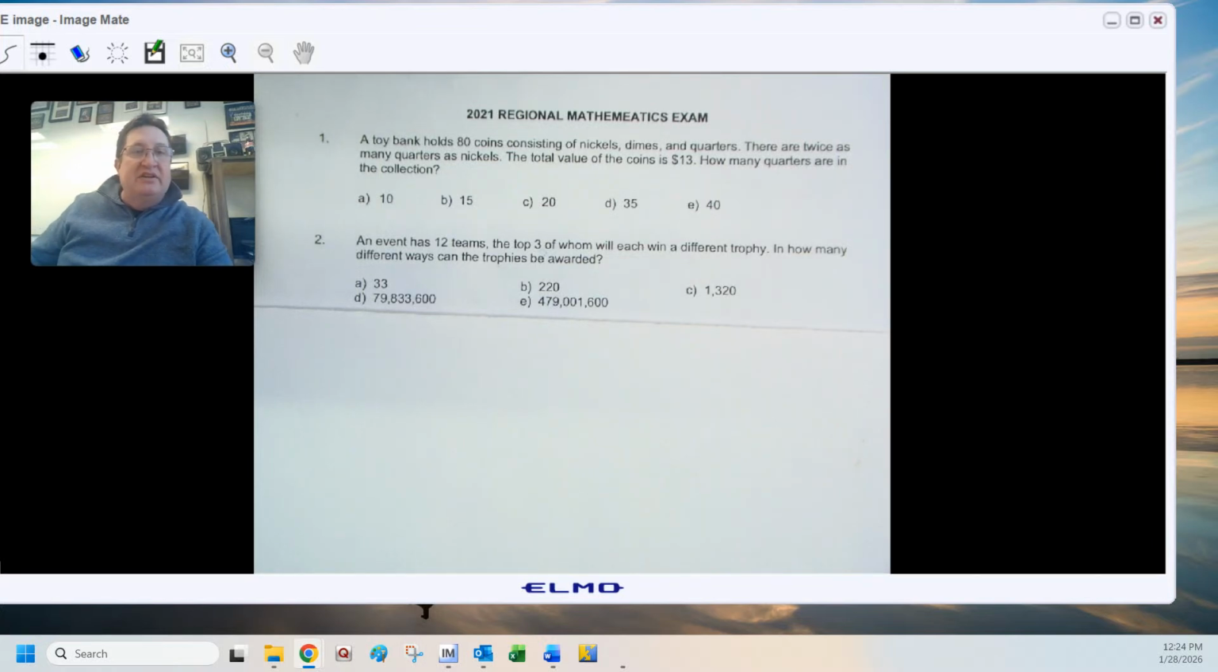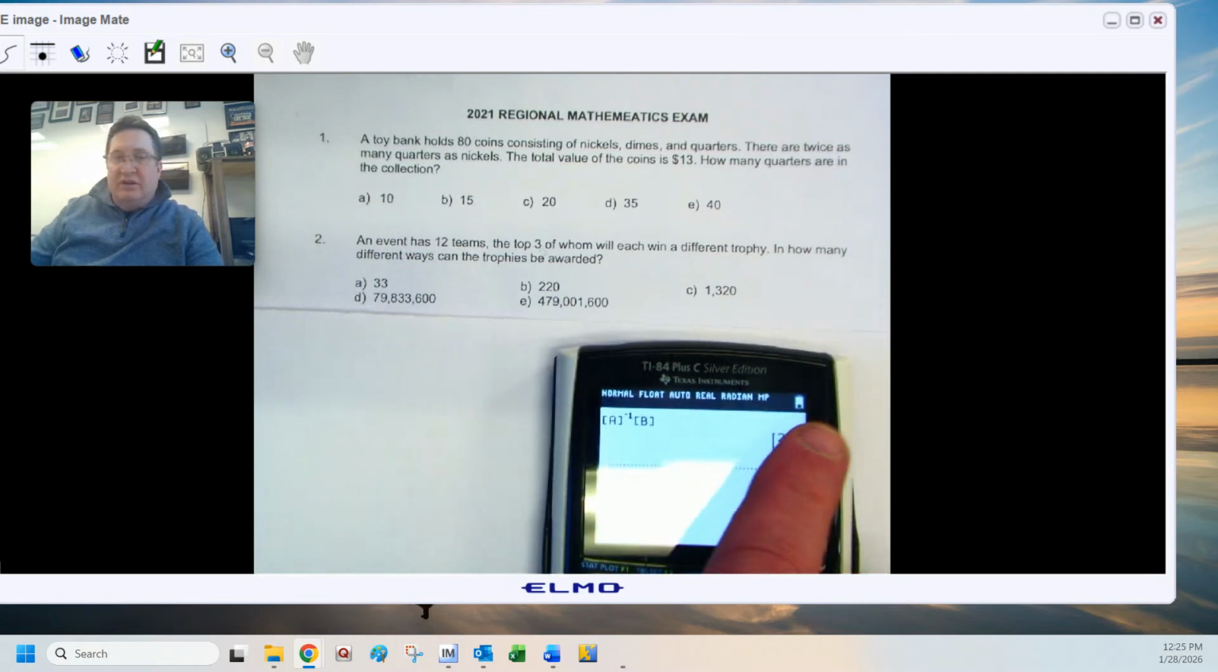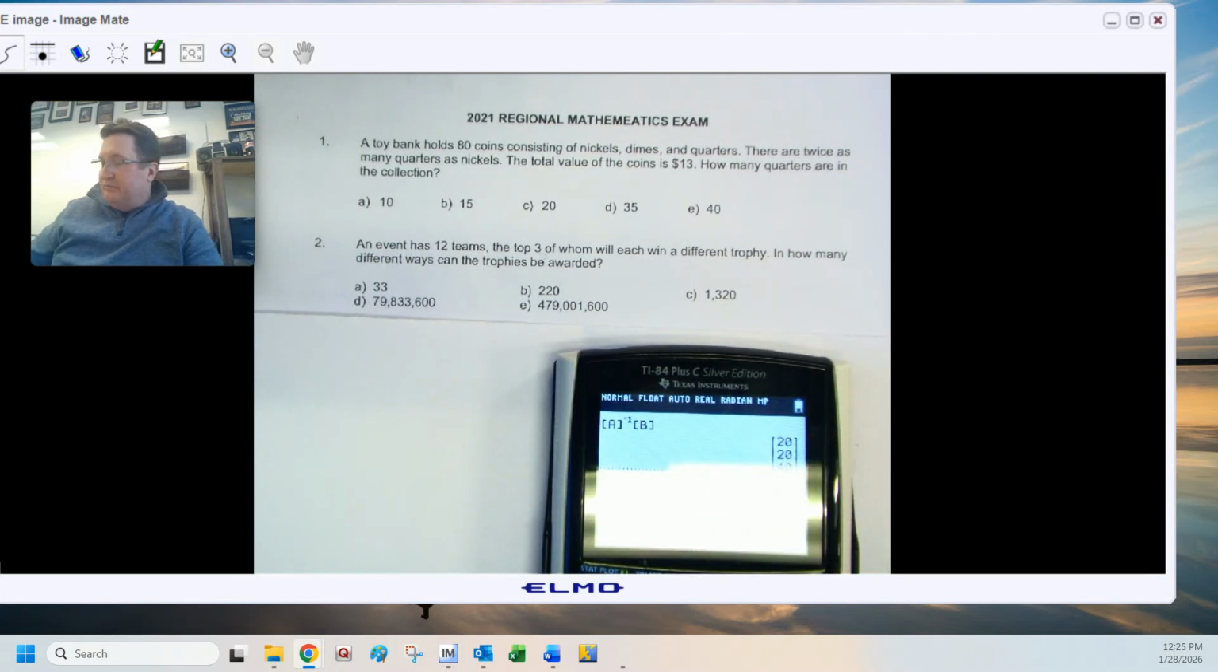And then number 2 says an event has 12 teams, the top 3 of whom will win a different trophy. How many ways can the trophies be awarded? Okay, well, that's a counting problem where repetition is not allowed, and for that matter, order matters. And so you should know that that's a permutation problem.